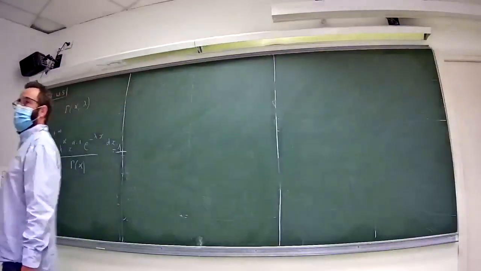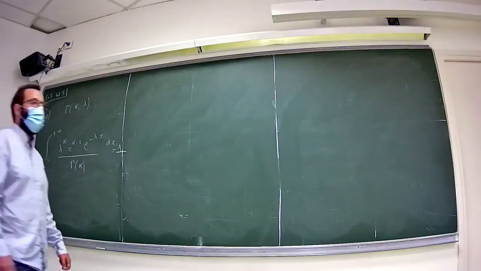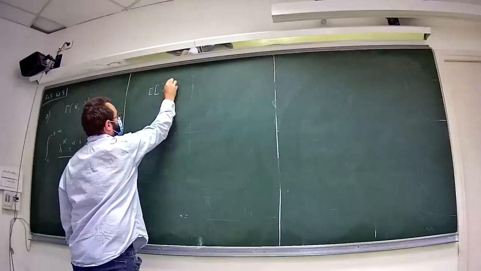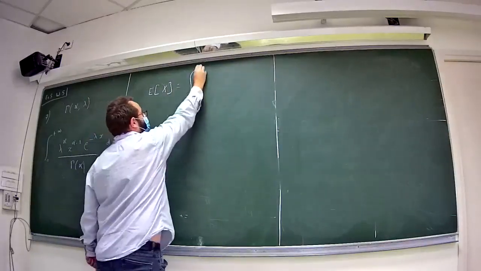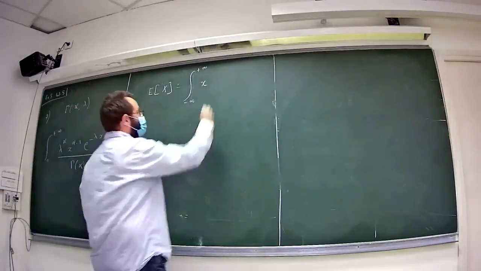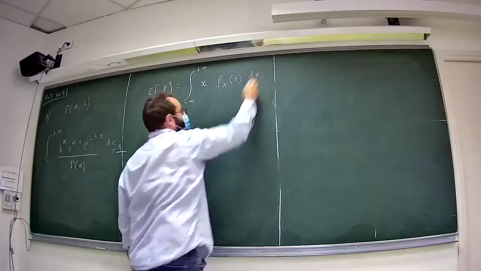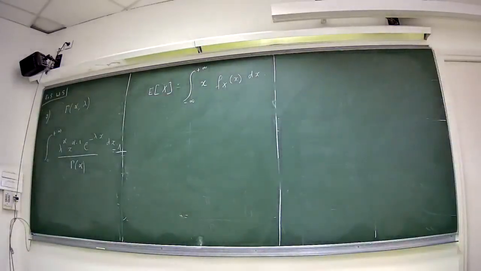Okay, so I am interested in the expectation and the variance. If it exists, the expectation of X is defined in the continuous case as the integral between minus infinity and plus infinity of x times the density function of x. Okay? It's what I have to compute. So let's replace by the density function and see what happens.